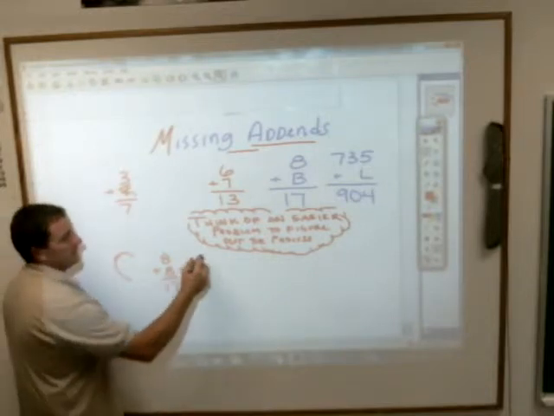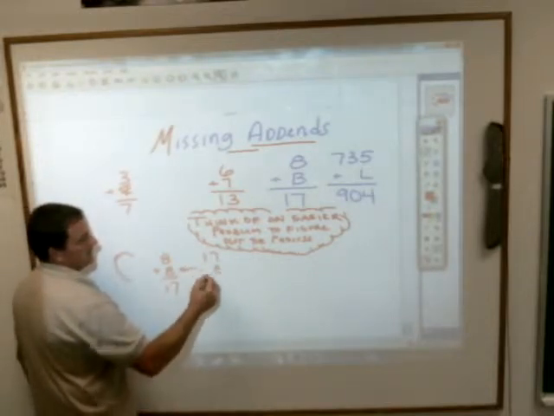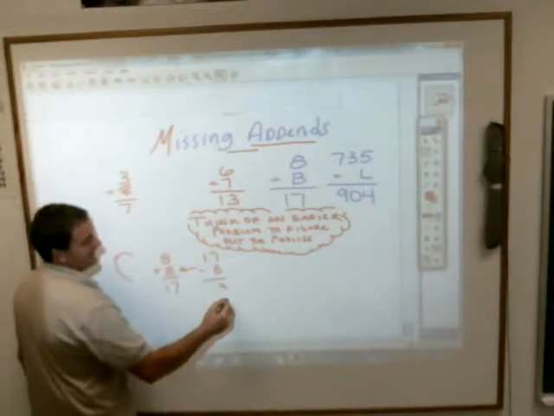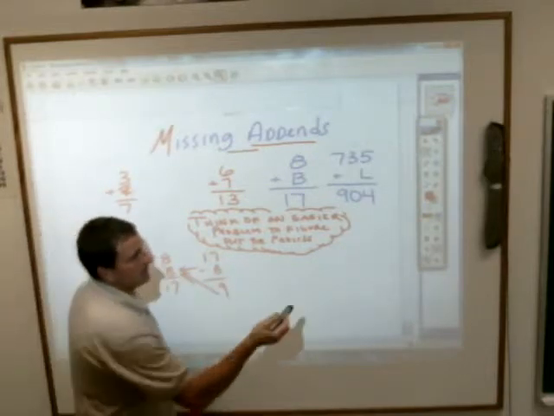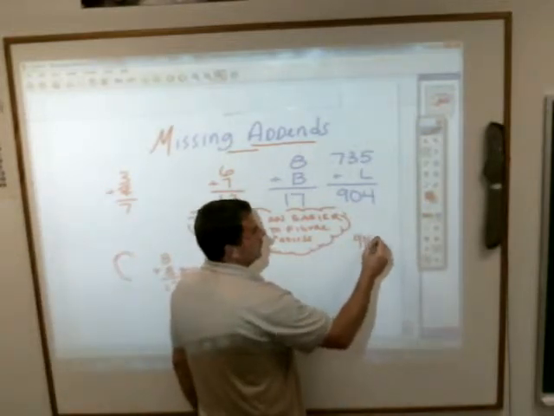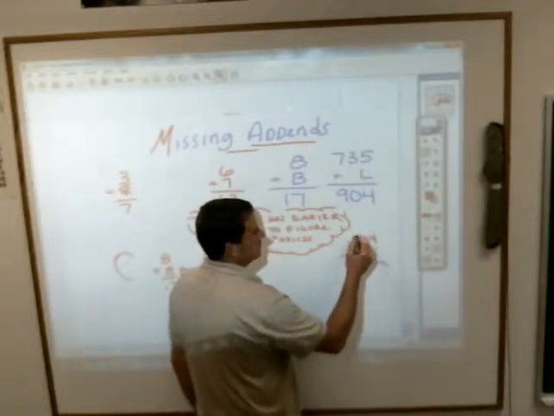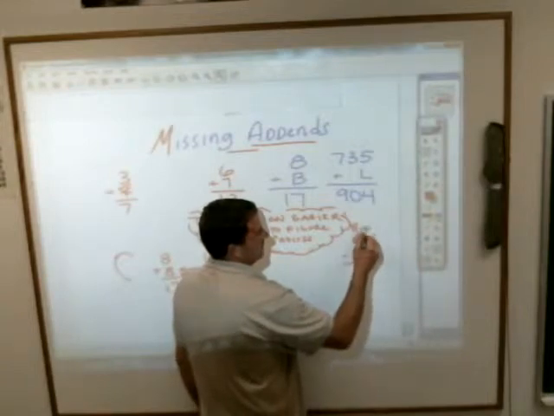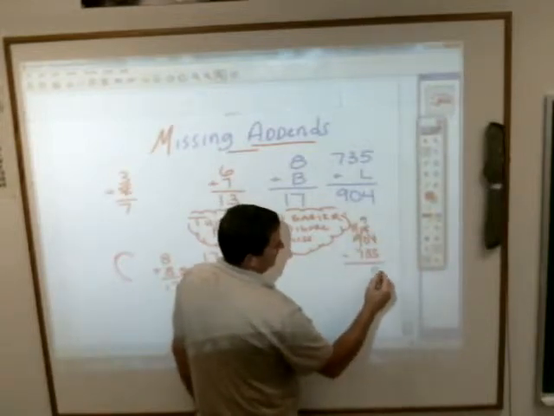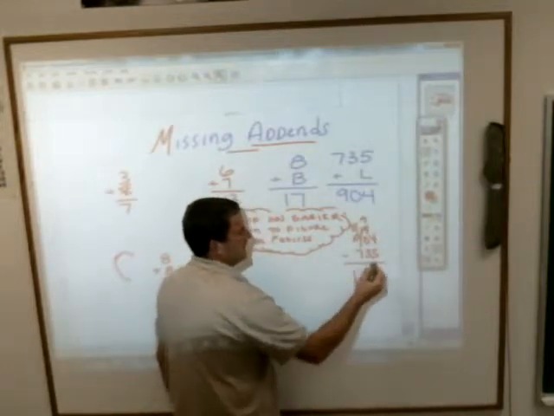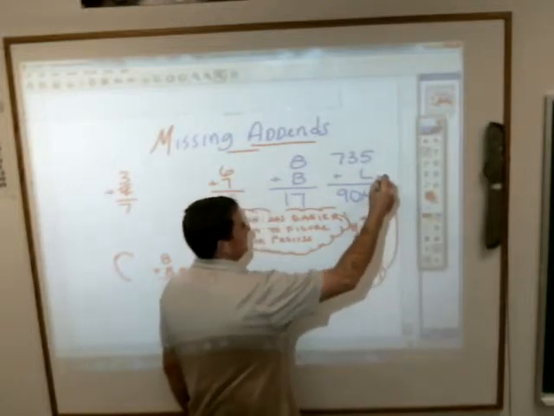Subtract. So that's the same thing I'm going to do here. I take 17, subtract 8, and I get 9. That's my answer for this. I take 904, subtract 735 from it, which I'm pretty sure most of you can do. We talked about a little subtracting yesterday. 169, that's my answer that goes here.